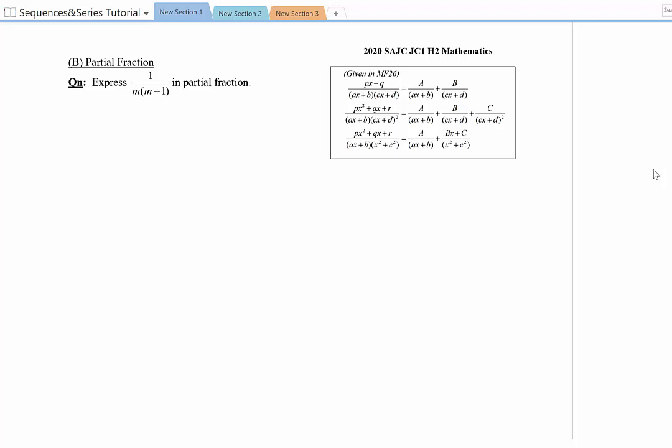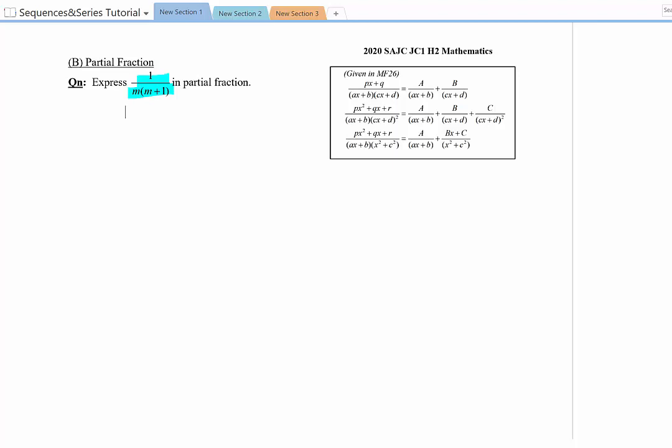Let's look at question B on partial fraction. In this question, we have to express 1 over m(m + 1) in partial fraction. First of all, we recognize that this is already a proper fraction and hence no long division is required.